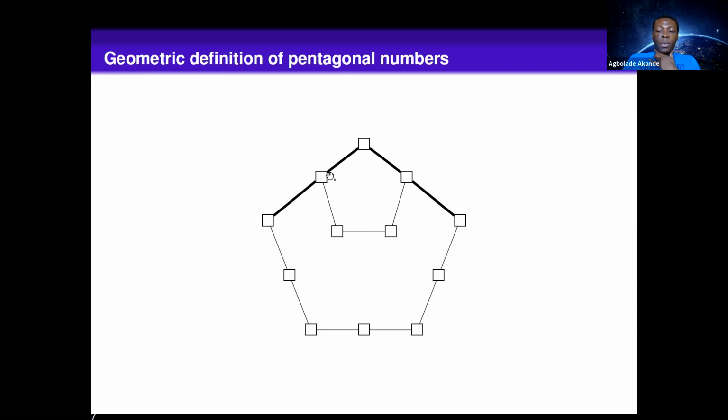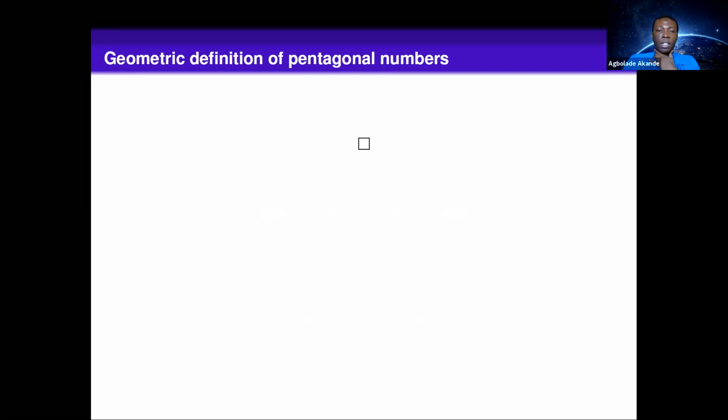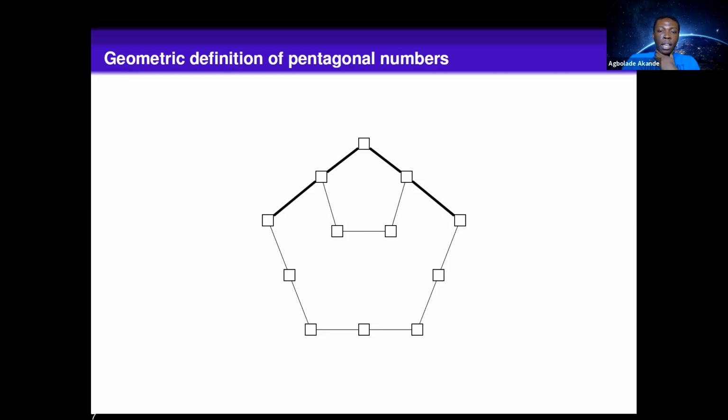The pentagonal number is the sum of those dots. For example, this is 1, this is 5, and this is 12. And the ones of negative index are the ones that are not on this bold line right here. For example, this one is 2, and these ones are 7.